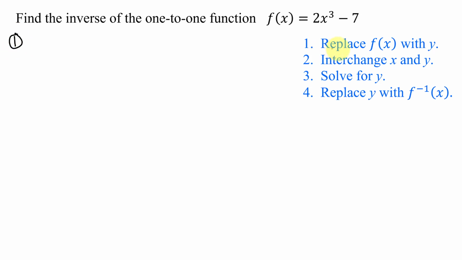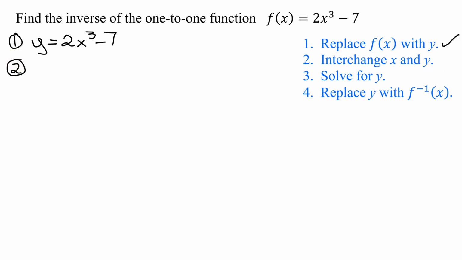Step 1 says to replace f of x with y. So instead of f of x, I'm going to have y equals 2x cubed minus 7. Step 1 done. In step 2, it says to interchange x and y.